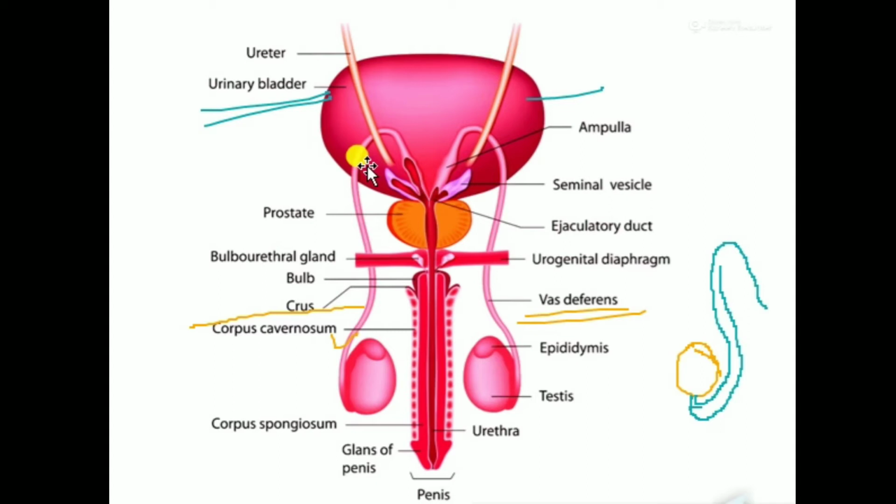The next part of the urethra carries both urine and sperm. Both the sperm and the urine. This is known as urinogenital duct.